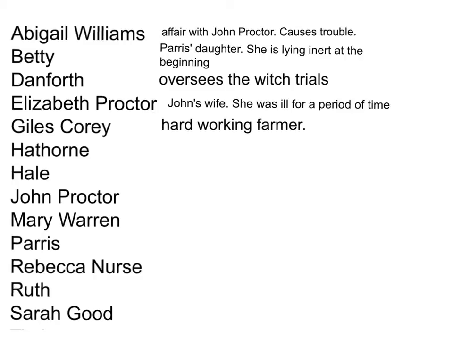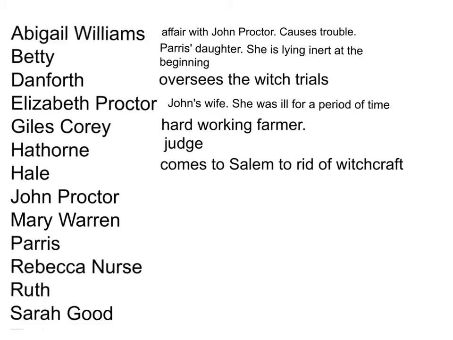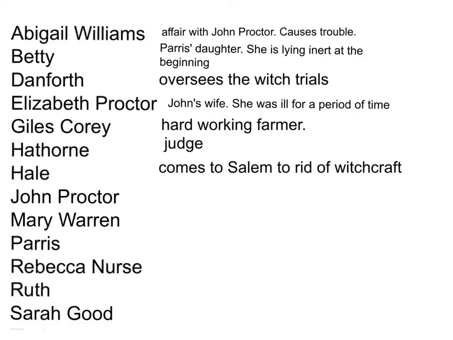He's old, senile, we've described him as. Hawthorne is the judge in this case. He stays pretty quiet throughout most of it. Hale, remember, comes to Salem to rid it of witchcraft. He sees the errors in his ways later on. He feels really bad about how things unfolded, and he sees Abigail for the liar that she is.